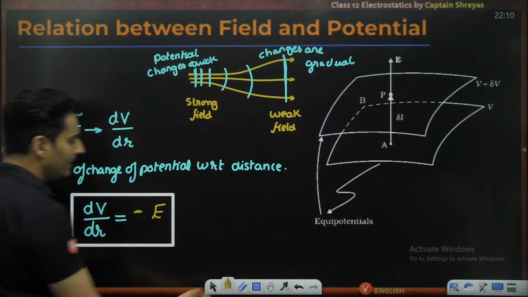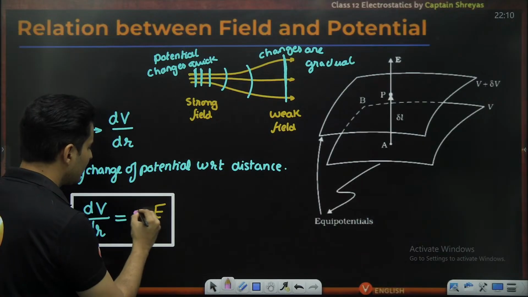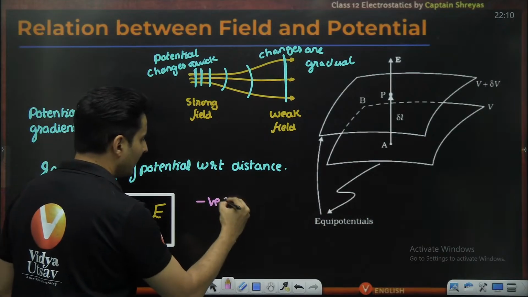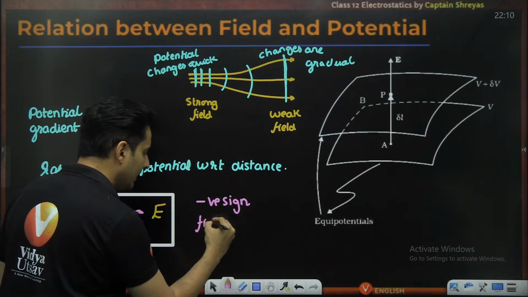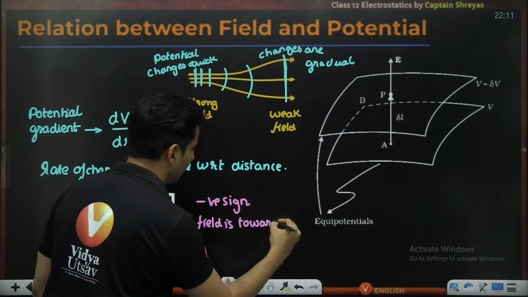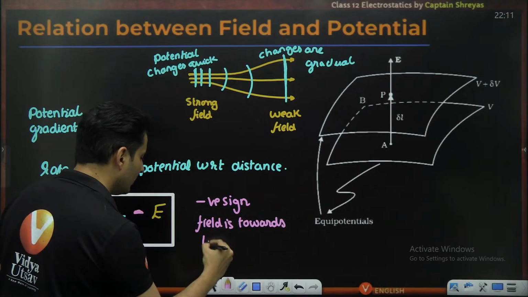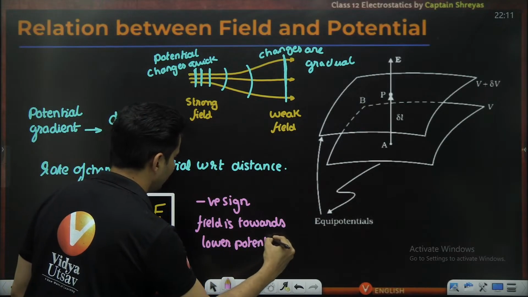Why does this negative sign come? This negative sign symbolizes that the field is towards the lower potential energy, towards the lower potential. That is what it is symbolizing.